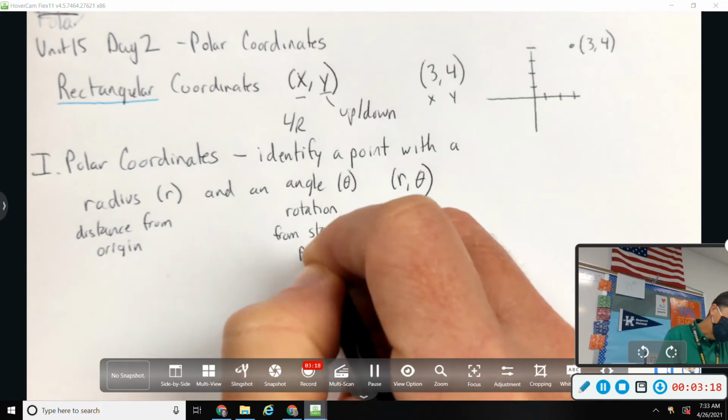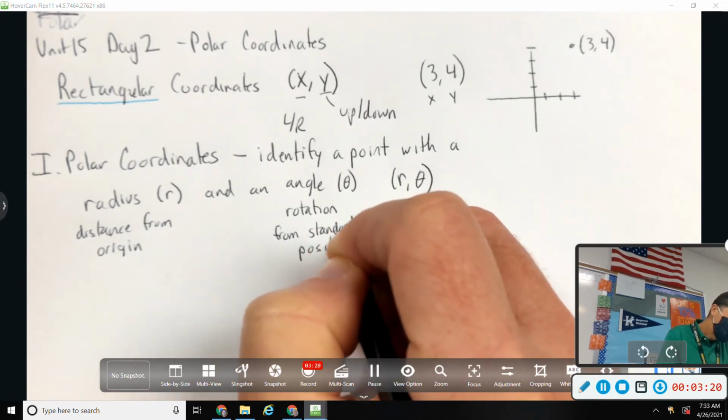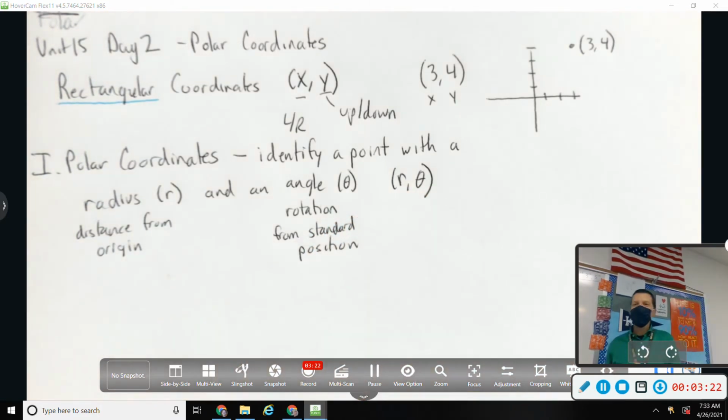And the angle is the rotation from standard position, being the positive x-axis. So always rotate from the positive x-axis.